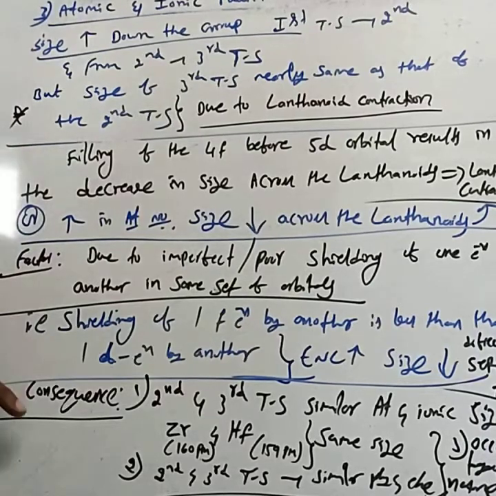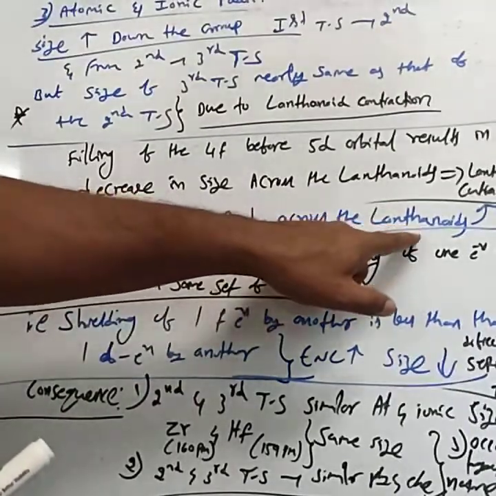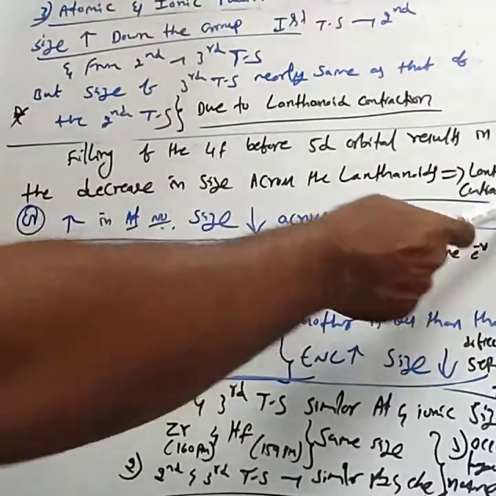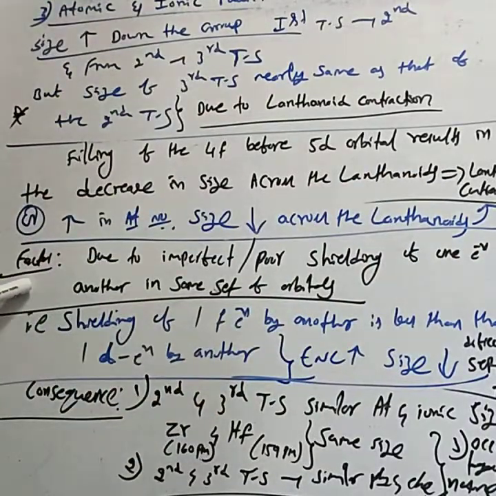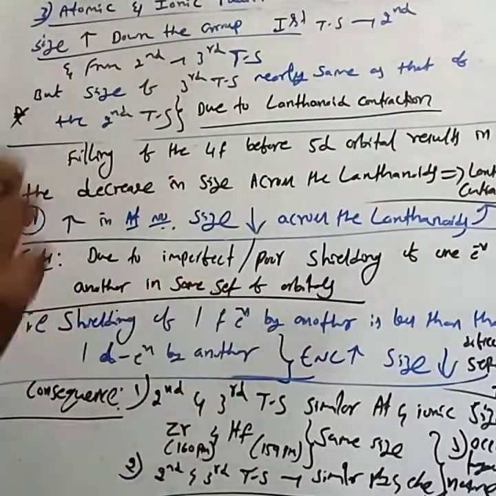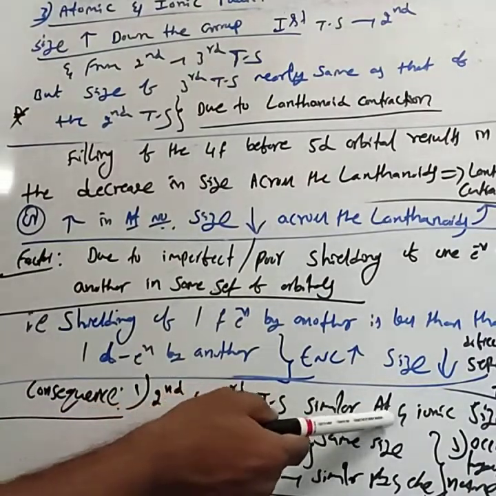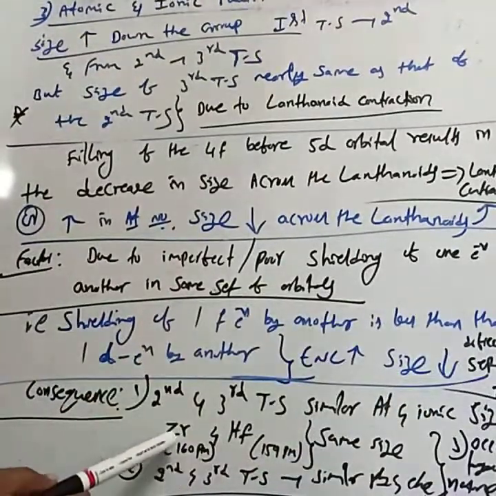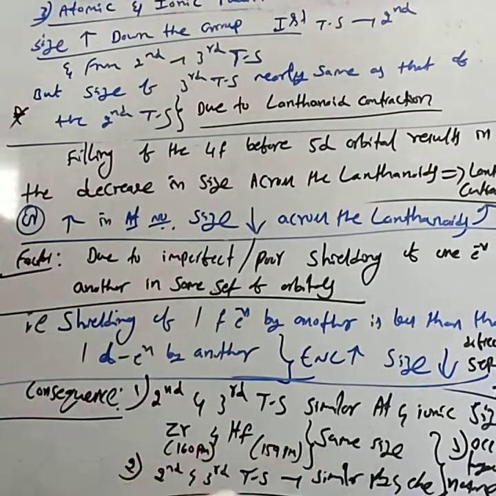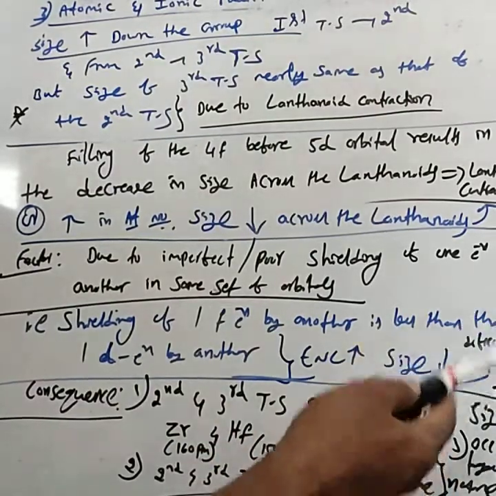They can take any two. Lanthanide contraction means that with increase in atomic number, atomic size decreases across the lanthanides. The cause is imperfect shielding of one electron by another in the same set of orbitals. Consequences: the second and third transition series have similar atomic and ionic size, for example zirconium and osmium have the same size. They have similar physical and chemical properties. They occur together in nature and are difficult to separate.